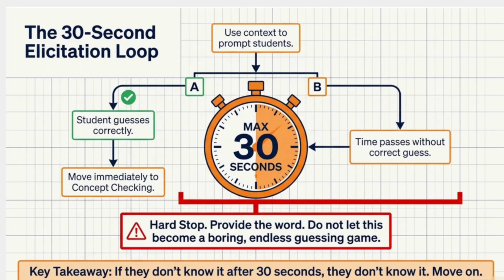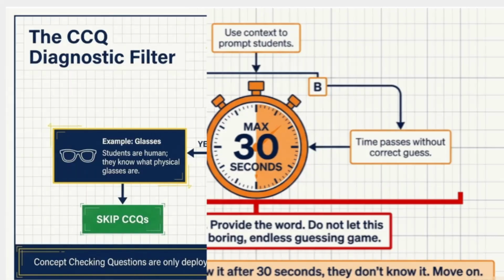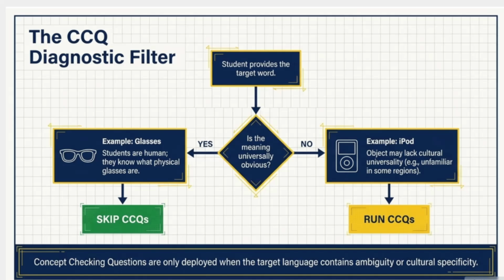However, do not turn elicitation into an endless guessing game. The suggested limit is about 30 seconds. If students do not produce the word after a reasonable attempt, the teacher should provide the word and move on. Why? Because our goal is teaching the language, not testing how long students can guess. So remember, elicit, but do not over-elicit. Give students a chance to think, but if they do not know the word, provide it and continue with concept checking.